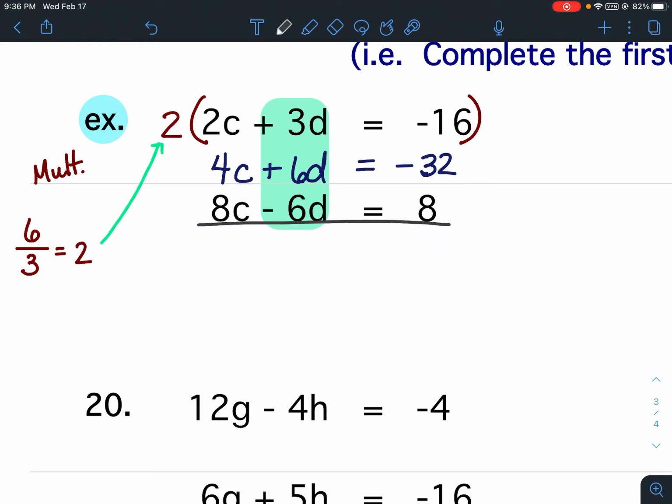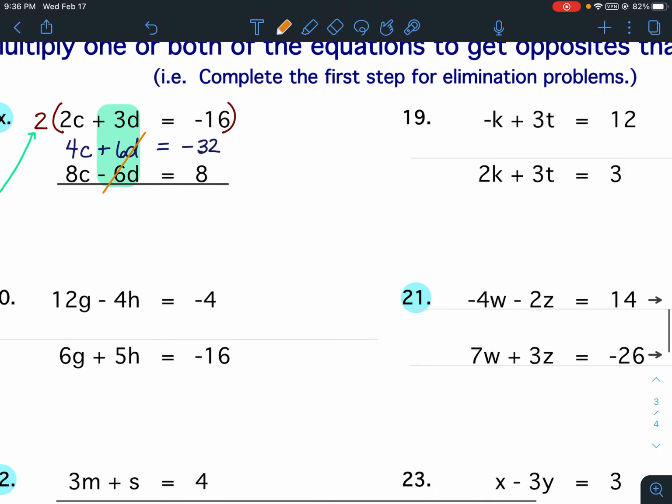And the last thing to do, I'm going to draw my line underneath, and I'm going to cancel my opposites. And that's it. That's all we're doing. We're not even going to combine the 4C and the 8C. We're just finding opposites, we're creating opposites so we can eliminate a variable term.